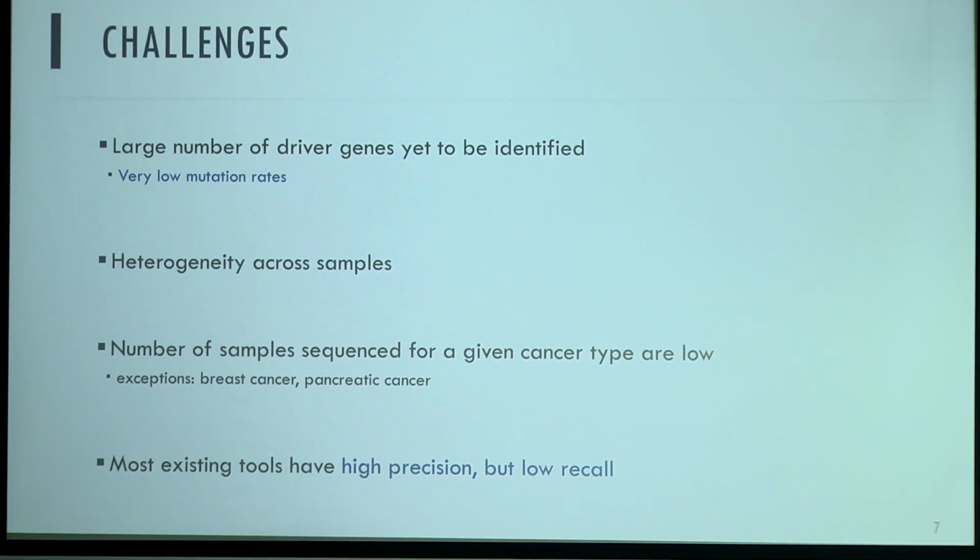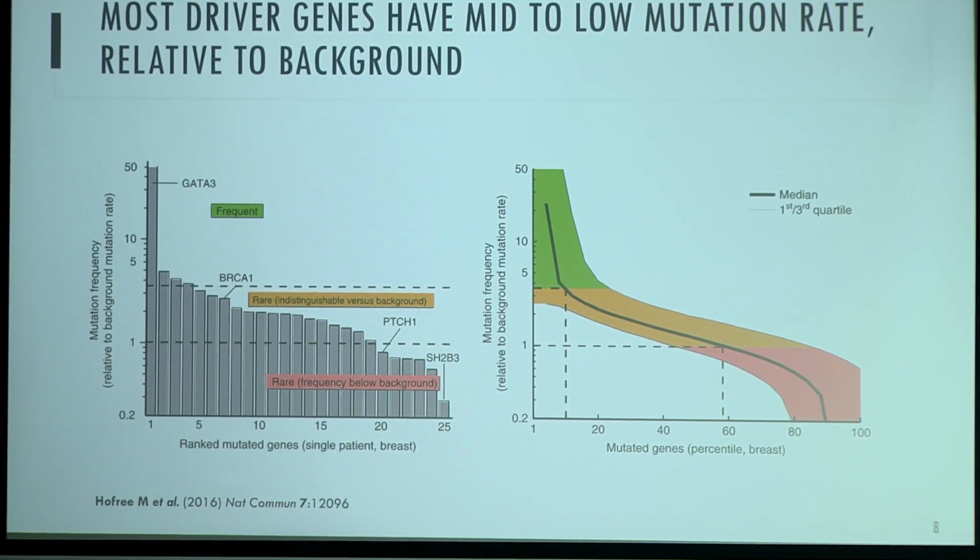And you have heterogeneity across samples. Every cancer is very different, and even in the same person, you will see that the etiologies of their cancers are remarkably different. Most of the existing tools have very high precision and low recall, and except for a few well studied cancers, you really have a paucity of samples to deal with, and let's not even talk about Indian samples. So we are actually fighting with very few samples and still trying to make inferences.